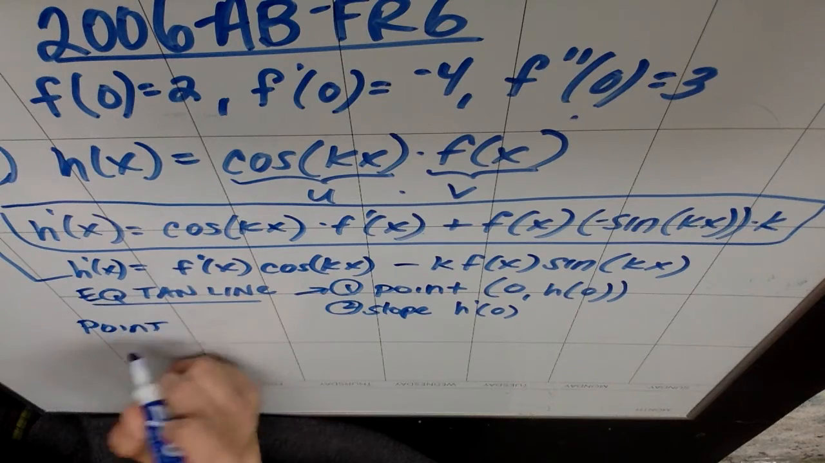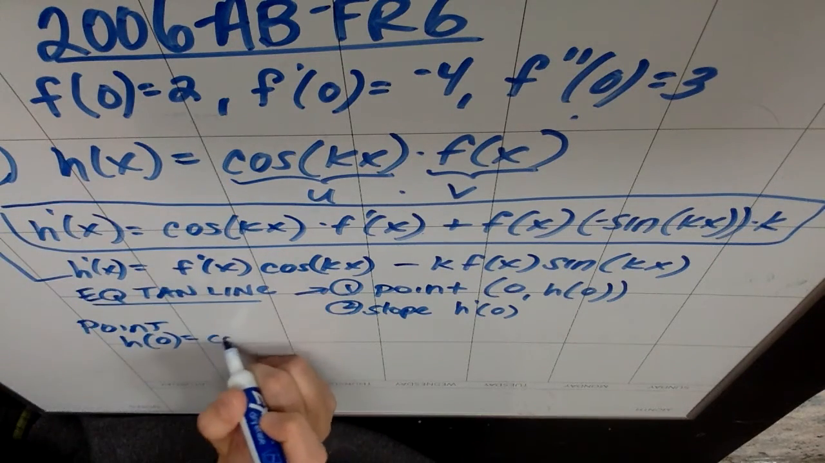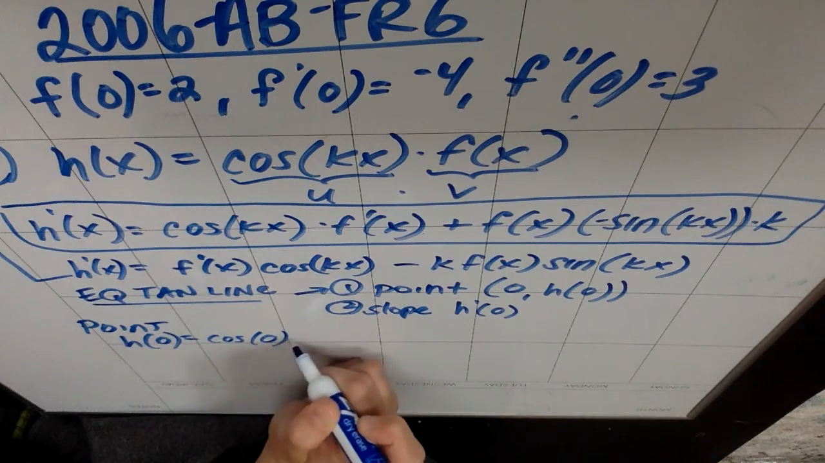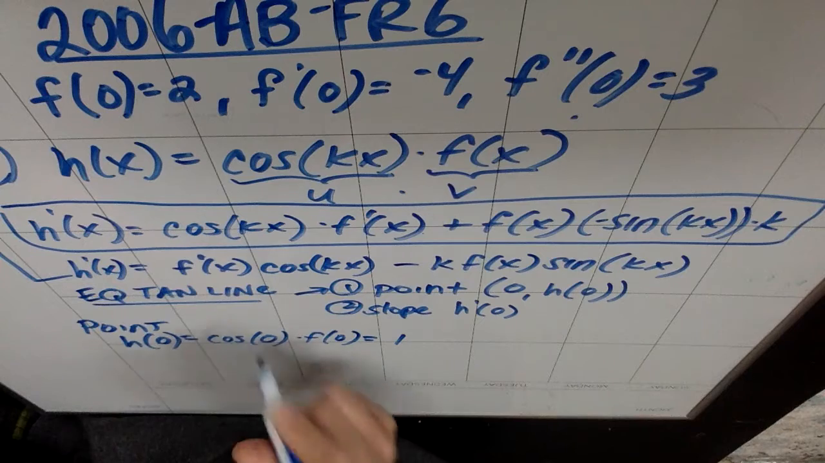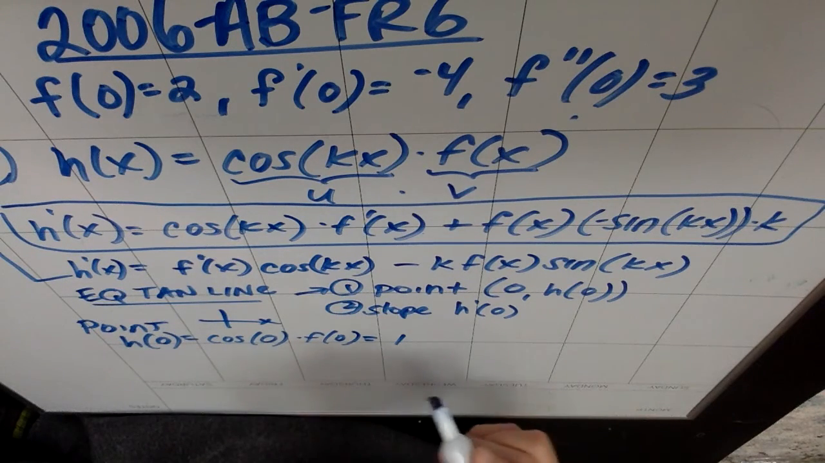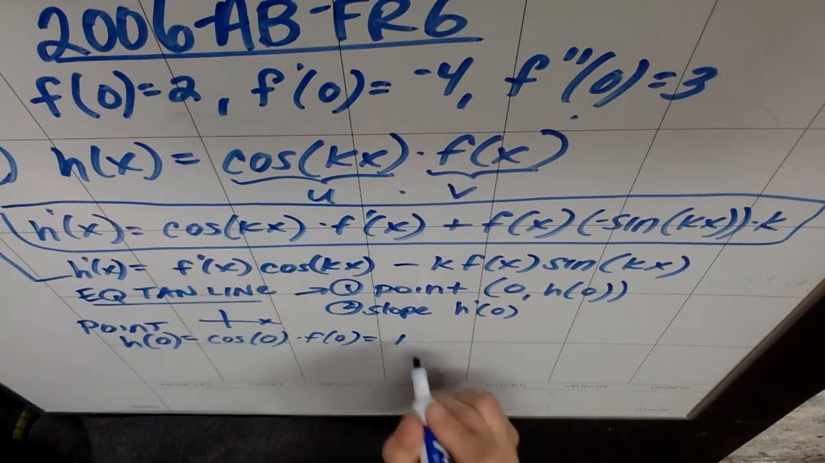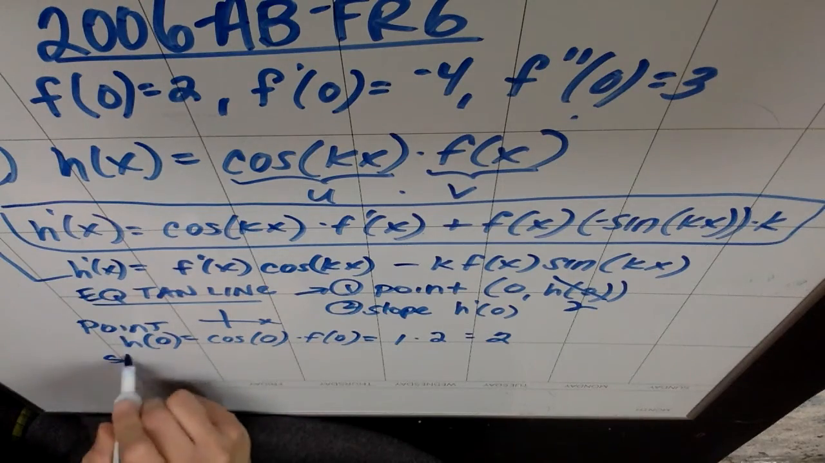My point, h of 0, should be this equation with 0 plugged in. So cosine of 0 times f of 0. Well, I know cosine of 0 is 1 because my unit circle knowledge is on point, right? And I know that f of 0 is a 2. So it seems to me that my y value is a 2, right? So y value is a 2. Second thing I need is the slope.